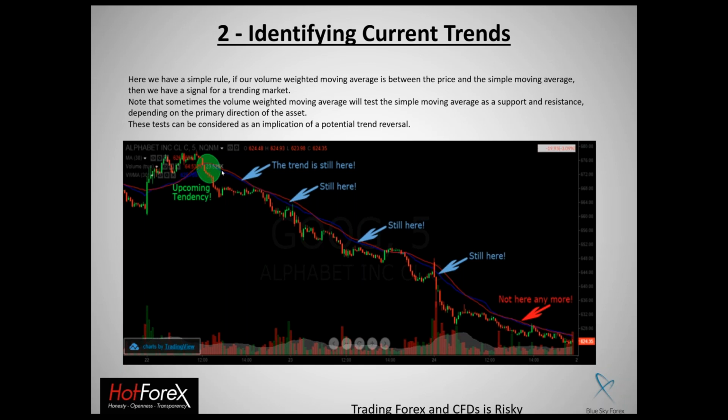One thing to note here is that the volume weighted moving average still should be in the direction of the trend from the simple moving average, so between the price and the simple moving average. Okay. Now, when the volume weighted moving average touches the simple moving average, then you have to be careful because you might have a larger correction happening, or you will just see the price consolidating.